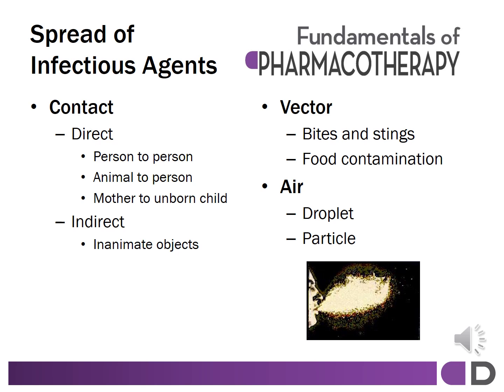Infectious agents can be spread in a variety of ways. They can be spread through direct contact, such as shaking hands and then touching your face, or from mother to baby in birth, or through indirect contact, such as a contaminated door handle. There also can be vectors such as animals or food. For example, mosquito bites can transmit malaria, and hepatitis A can be transmitted through contaminated food. Finally, infectious agents can be spread through the air, through droplets or particles, such as through a sneeze.